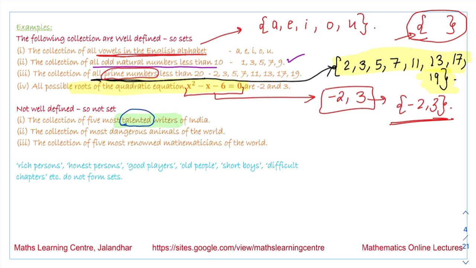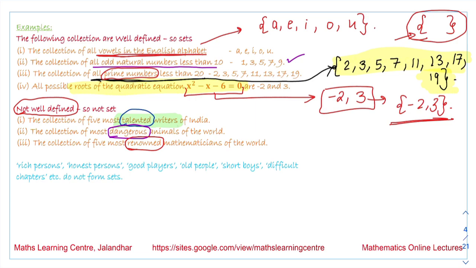Next is the collection of most dangerous animals in the world. This word dangerous is not well defined. Next we are saying the collection of 5 most renowned mathematicians. So if we list all these elements or all these objects, then it may vary from person to person. These are not fixed. So that is why we are saying these are not well defined collections.